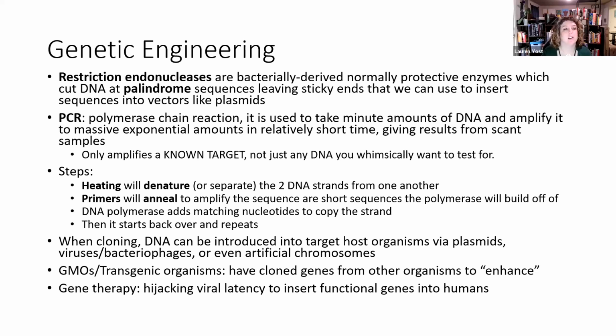And essentially these enzymes cut DNA at palindromic sequences, so the same forward and backwards. And they leave little sticky ends, and we can use that information that we know about how those specific restriction endonucleases work and hijack it to insert our own genes into plasmids or something like that, which we can put into bacteria and then force bacteria to make whatever protein we want them to make that way.